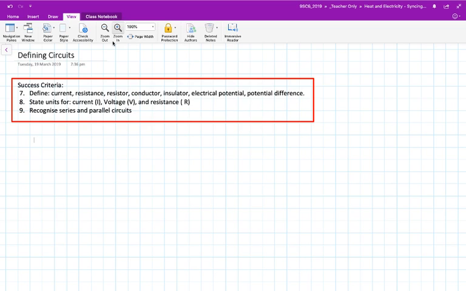So first, let's start with our current, okay? Now, we looked at current the other day and we defined it as being the movement of charged particles. And those particles are our electrons. Remember they're in the outermost part of our atom and they can move freely.